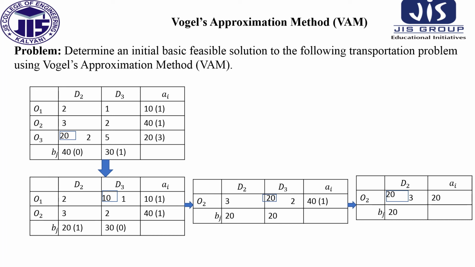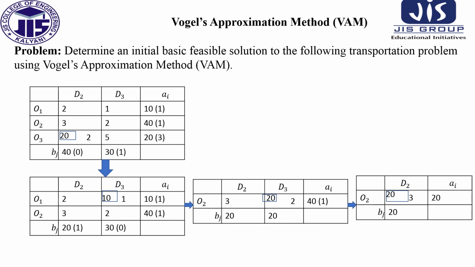So in this table, the O2 row, the subtracted values are 3 minus 1, 3 minus 2, this will be 1, and here no subtracted value is there. So we select the O2 row. Between this 3 and 2, 2 is the minimum, so 2 is the minimum cost. So we select the 2 3 cell.